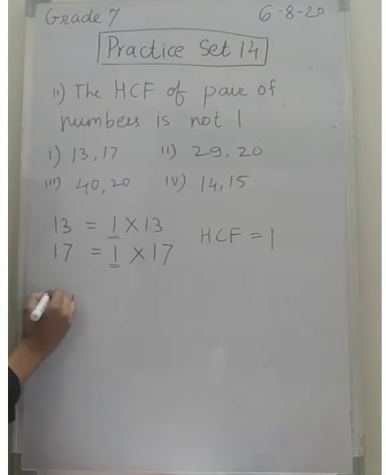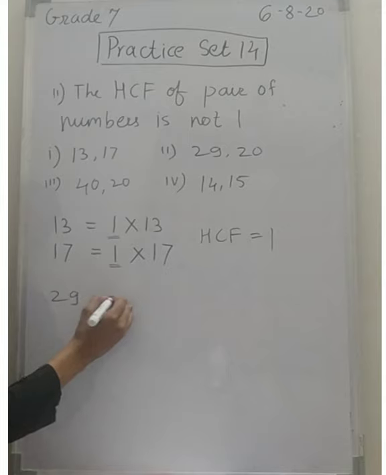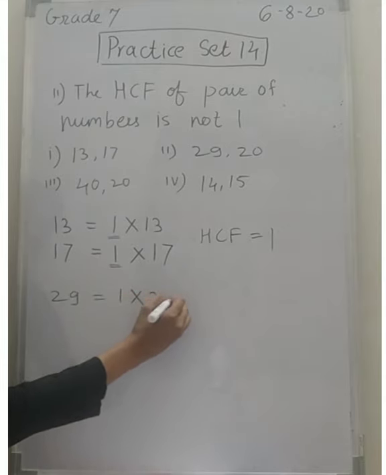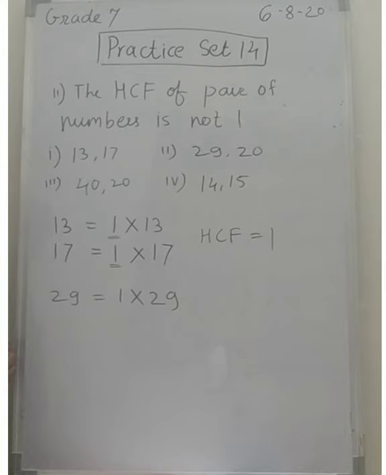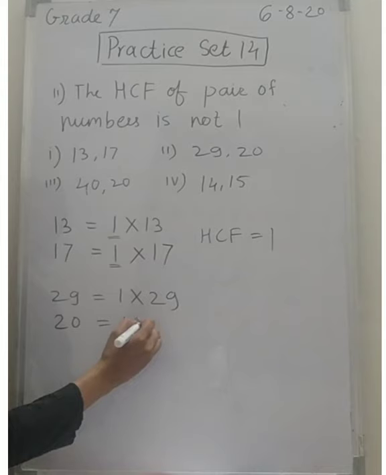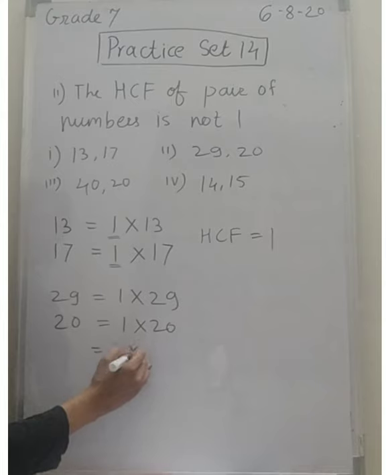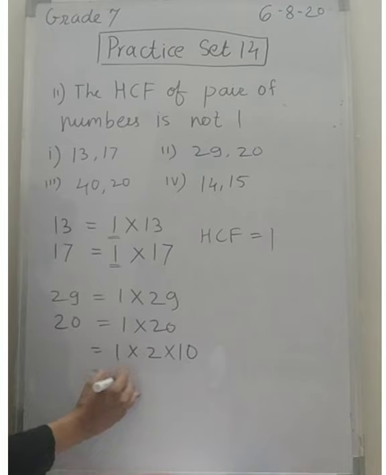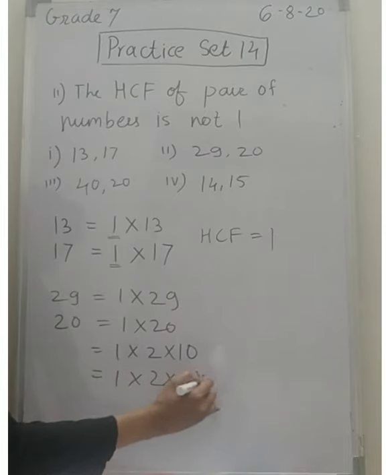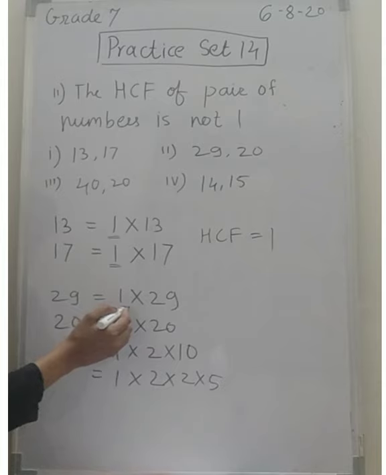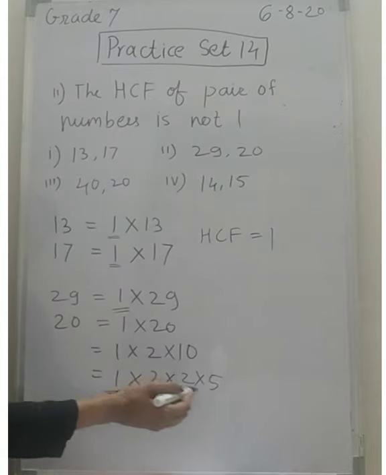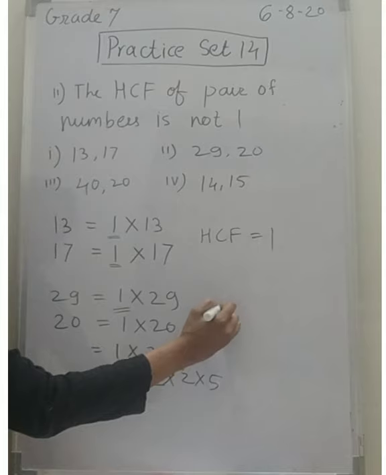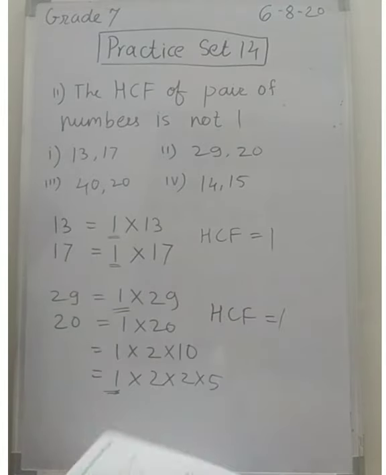Now let's take the second pair. 29 is also a prime number. So 29 can be divided by 29 and 1 only. So 20 is 1 multiplied by 20, which can be further written as 2 multiplied by 10. Okay. So which one is the common factor here? 1 and the 1. The others, 2 and 5, are not common factors. So HCF here is also 1.